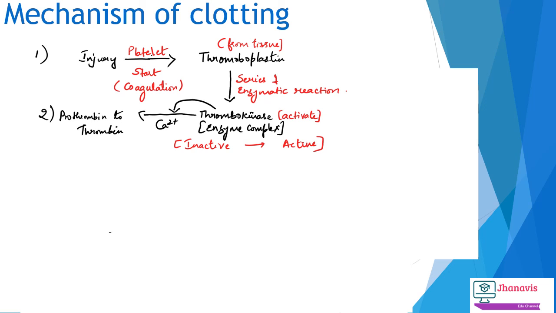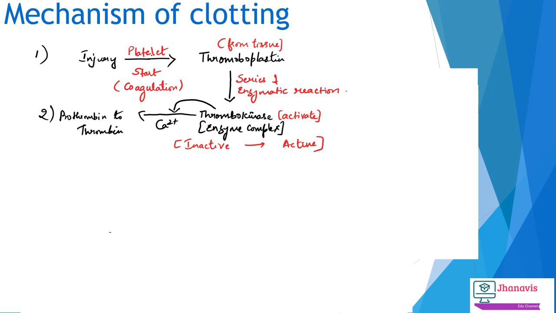Here, remember, when there is an injury, what will happen? The cell will produce thromboplastin. A tissue will produce thromboplastin, which is nothing but the activator for the clotting system. With a series of enzymatic reactions, the thromboplastin is converted to thrombokinase. That is an enzyme complex. It is also in an inactive form, and it will be converted into an active form with the help of numerous factors.